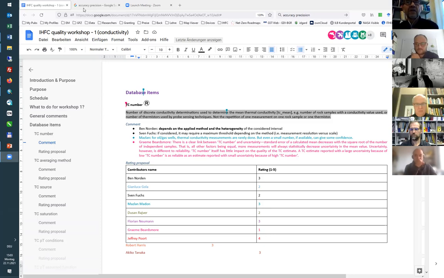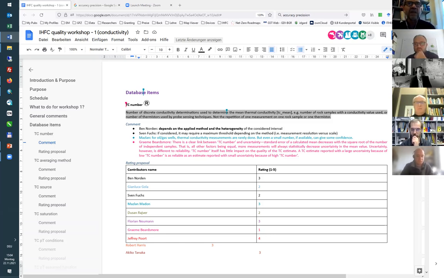Yes, just to the question of the number of conductivity measurements. I think this is just one parameter looking into the quality of a heat flow value. There are quite a number of aspects to be considered. And the number, I think, is clearly relevant to be stated somewhere. Sometimes a small number is okay. In other circumstances, as has been mentioned, a lot of measurements are needed.